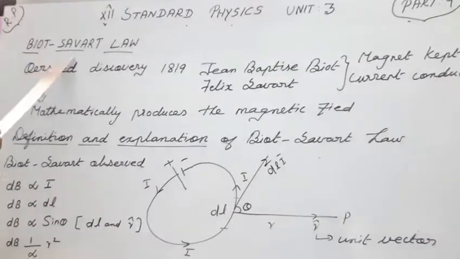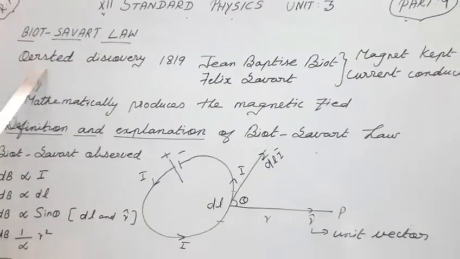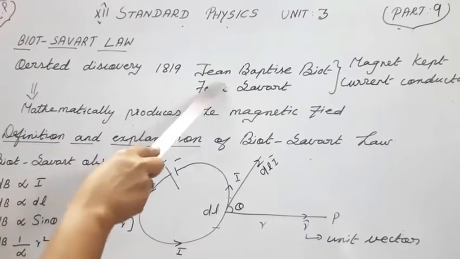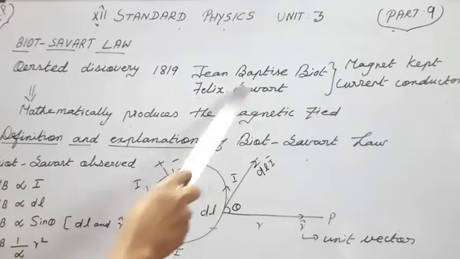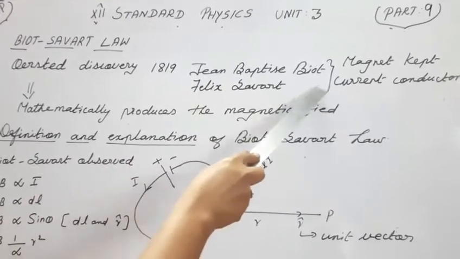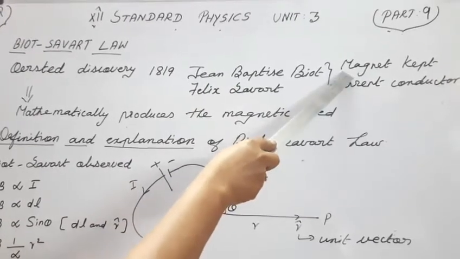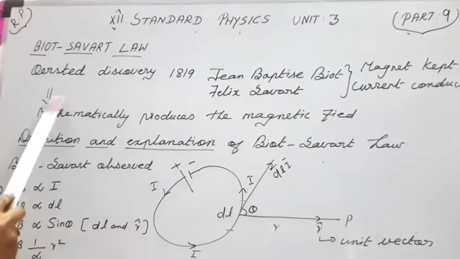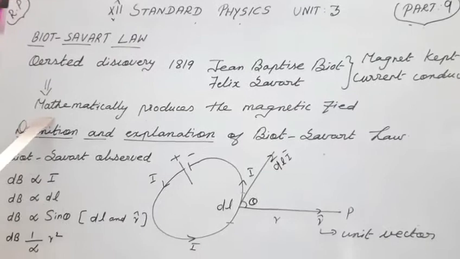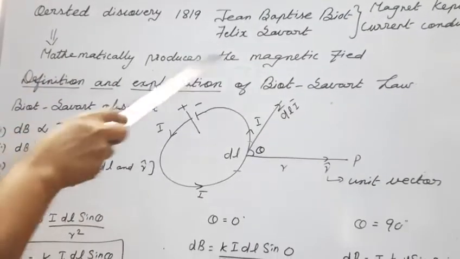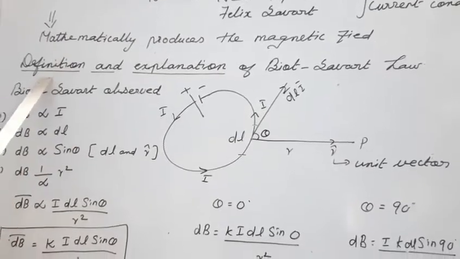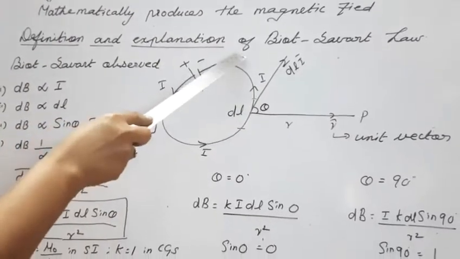Our next topic is Biot-Savart law. After Oersted's experiment in the year 1819, both Jean Baptiste Biot and Felix Savart did many experiments on the force experienced by a magnet kept near a current carrying conductor, and afterwards they arrived at a definition for magnetic field. Mathematically they proved it, and next we will see the definition and explanation of Biot-Savart law.